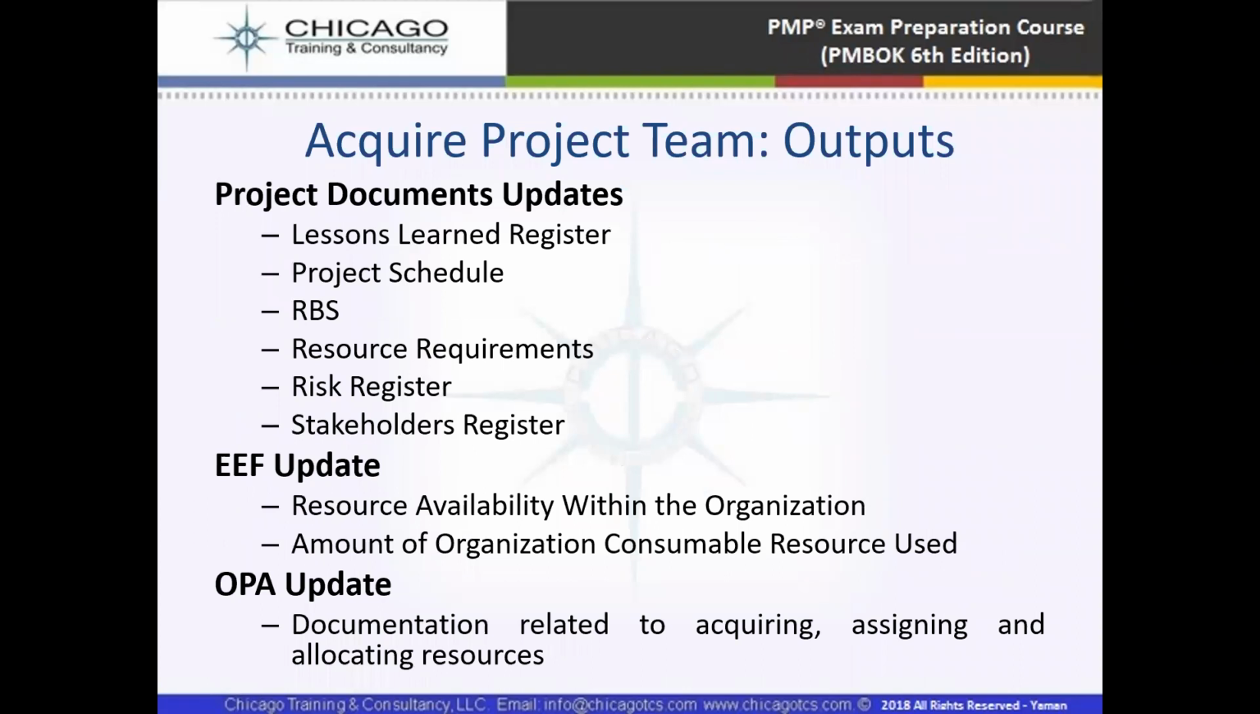And another output is project documents updates, like the lessons learned register, the resource breakdown structure, the risk register, and the stakeholder register. And then we have enterprise environmental factors updates, and we have organizational process assets updates here.